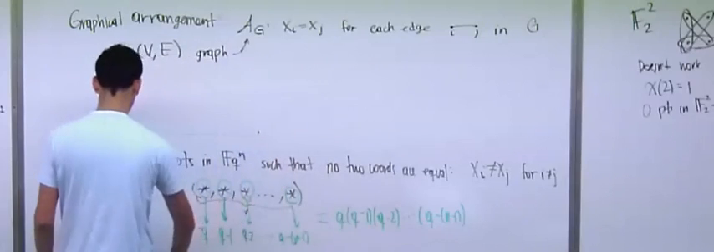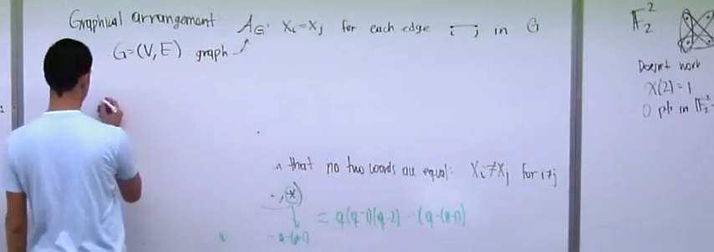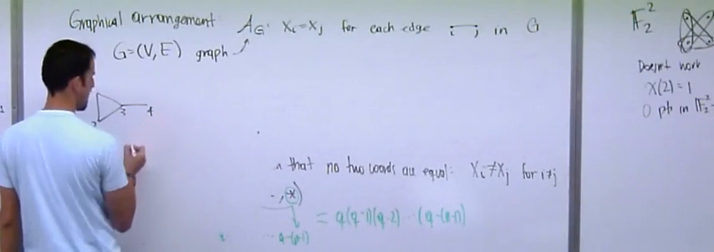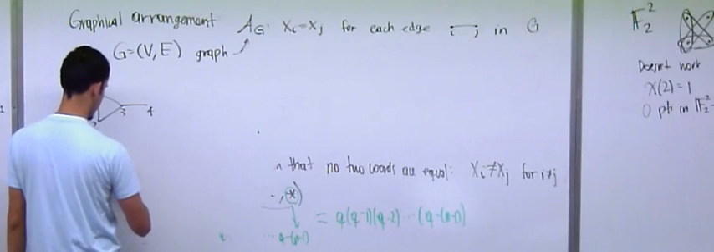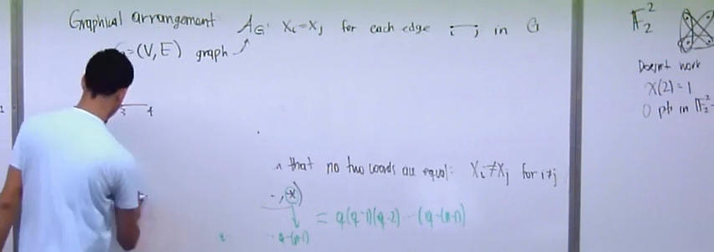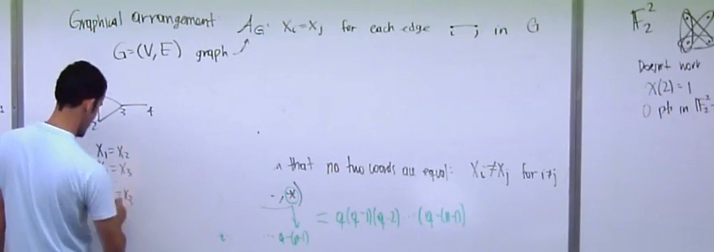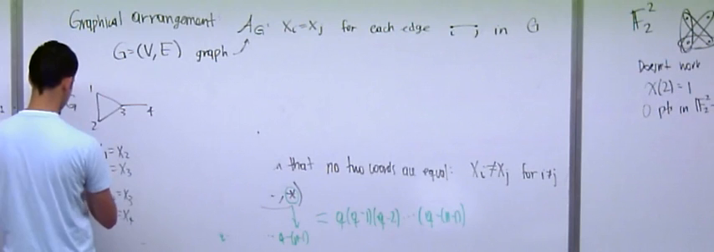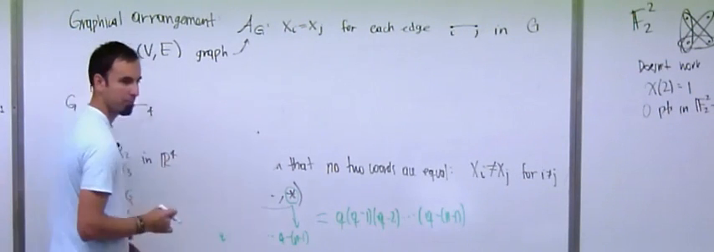So if my graph looks like this, with vertices 1, 2, 3, 4, then the graphical arrangement has x1 equals x2, x1 equals x3, x2 equals x3, and x3 equals x4. This is the graph, and this is an arrangement in R4. Okay?